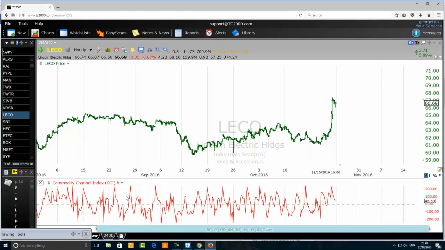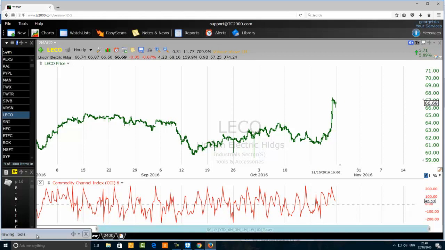So, period 8. I recommend that day traders use that setting on the hourly time frame. Though we can use it on a 1 minute, 3 minute, 5 minute, or 15 minute time frame, I prefer that day traders use the hourly time frame.